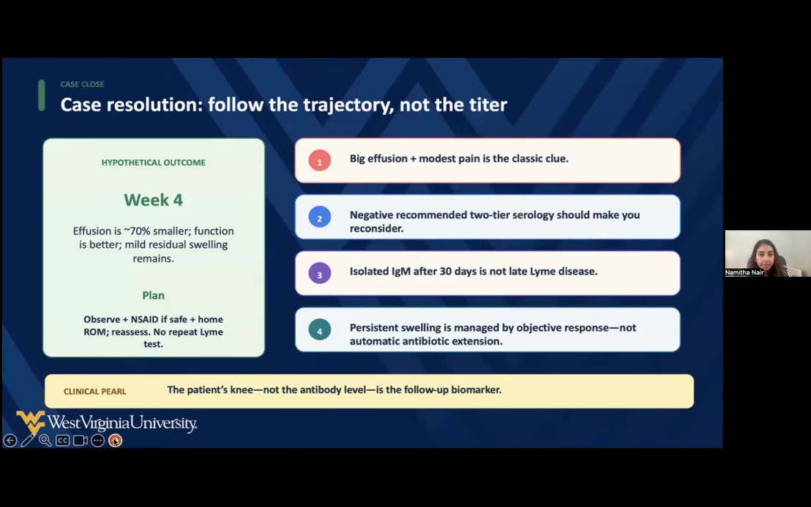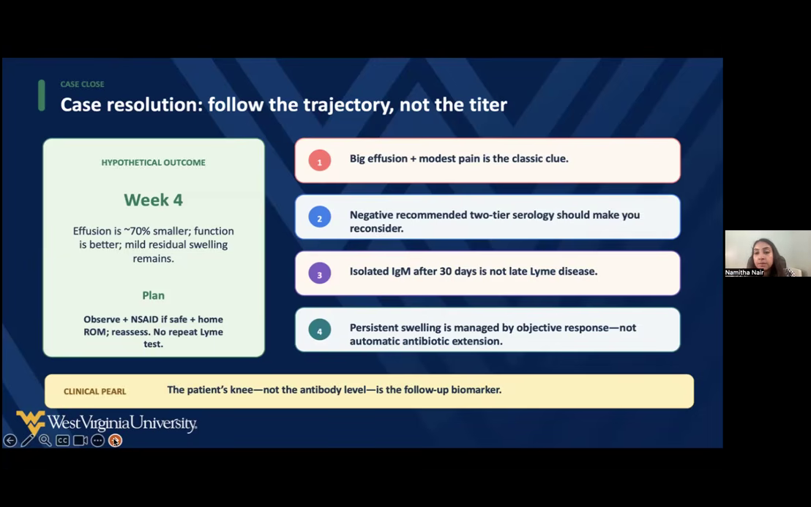So for our patient, by week 4, the effusion was much better. It's 70% smaller. So in this case, you can just continue observing the patient, try an NSAID if they still have some residual pain. But I'm not going to repeat test this patient, like serologies or any other testing, at this point. So just a few things to remember for Lyme arthritis: a big effusion, but just with modest pain.